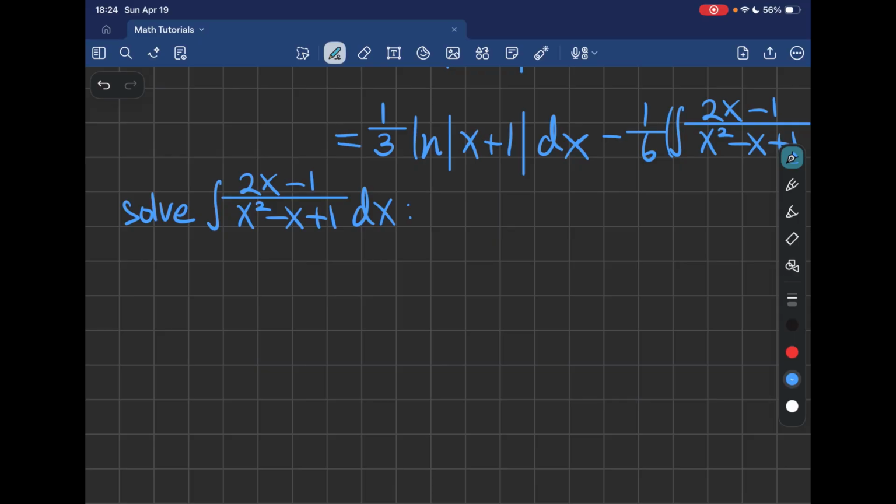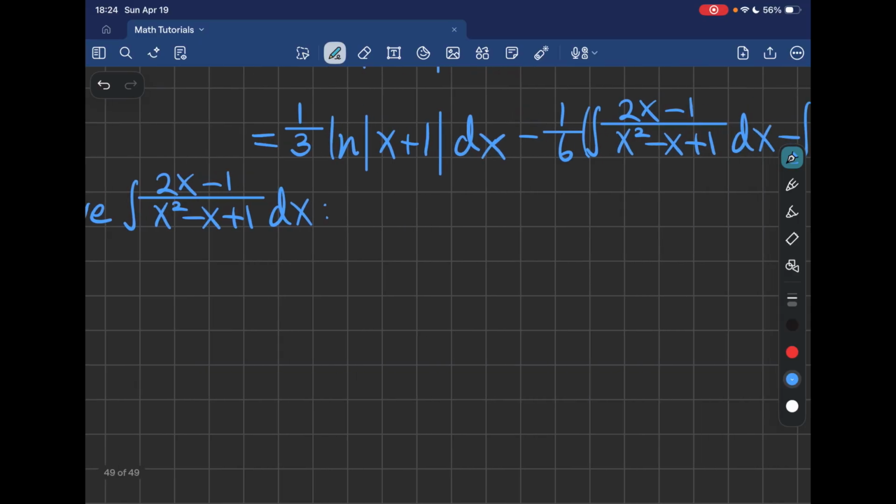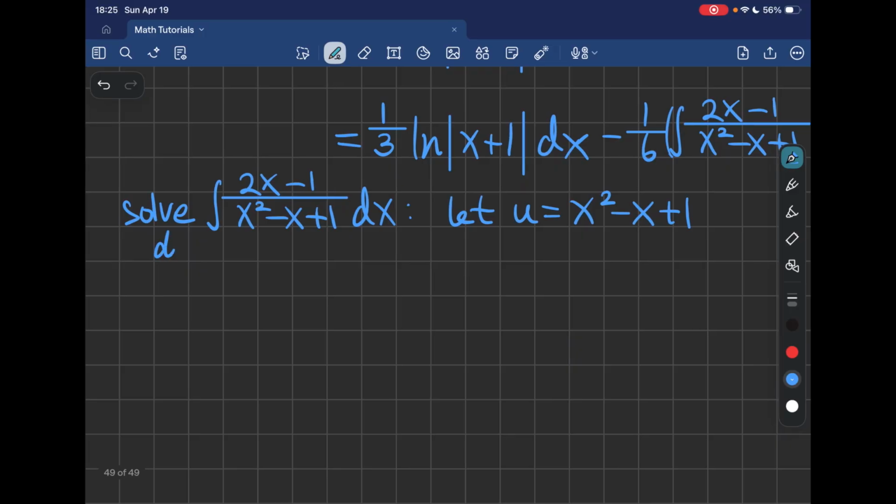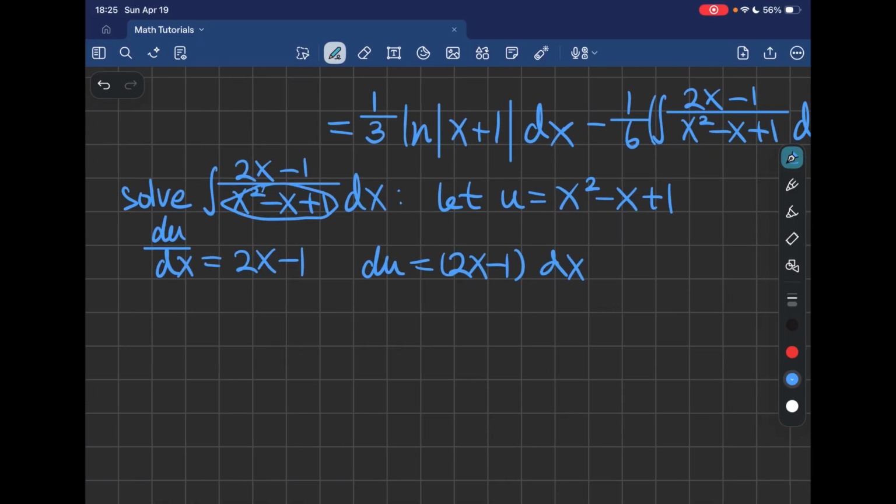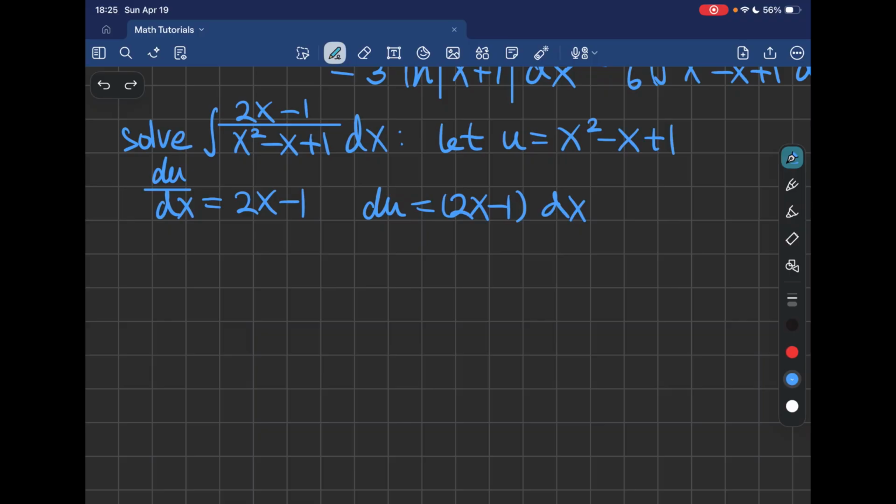So as I've said, it's u substitution. So let's let u equal x squared minus x plus 1. So du/dx, which means if you differentiate it, you have 2x minus 1. So du equals 2x minus 1 times dx. You have 2x minus 1 here, you have dx here. So this is just du, right? And this is just u. So you have something really simple if you just put u inside.